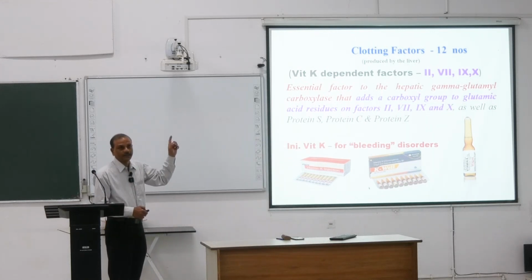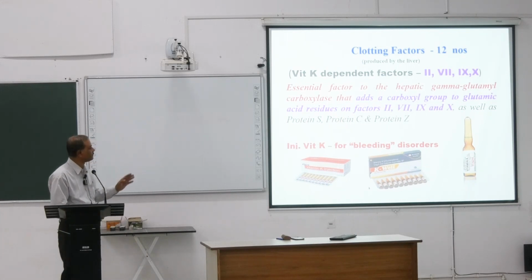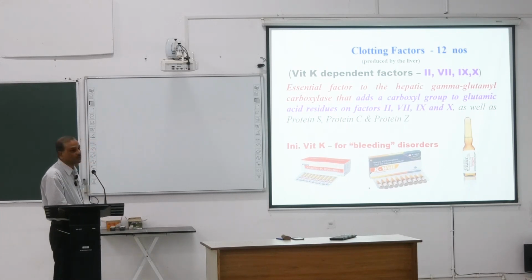So this is another catch question, and this will be asked also during examination. What are the vitamin K dependent factors? There are 4 factors: factor 2, 7, 9 and 10, and what are their functions? You just note down this thing. This will be asked during examination. I have seen it last time during the final examination.